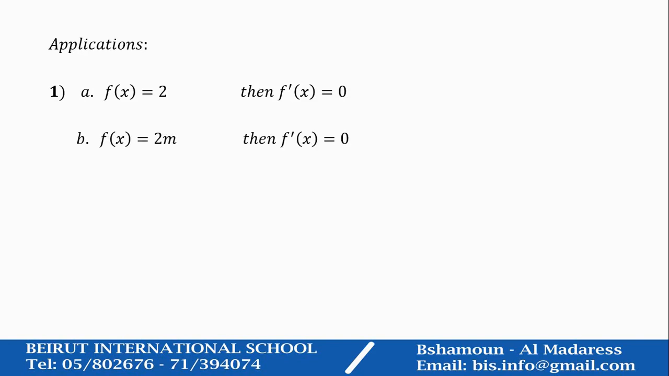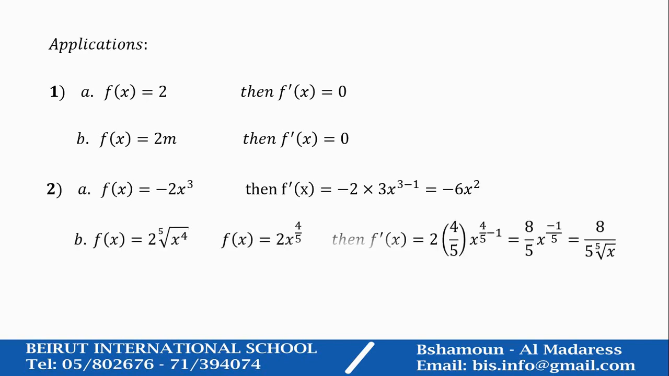Number 1, part A, f of x equals 2, then f prime of x equals 0. F of x equals 2m, and here 2m is a constant because the variable is x, so the derivative is also 0. F of x equals minus 2x cubed, then f prime of x is minus 2 times 3 times x to the power 3 minus 1, which is minus 6x squared.